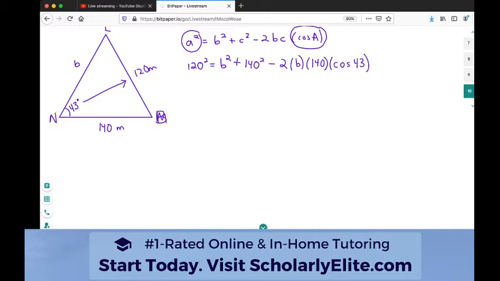Now, I want you guys to know that this is solvable, but not necessarily at the grade 10 level. Well, it is, because you guys are learning polynomials and stuff. So you could technically solve this, but in general, you're going to want to use sine law in this scenario because it's so much easier to just set up a sine law where you've got 120 over sine of 43 equals 140 over sine of some unknown variable.